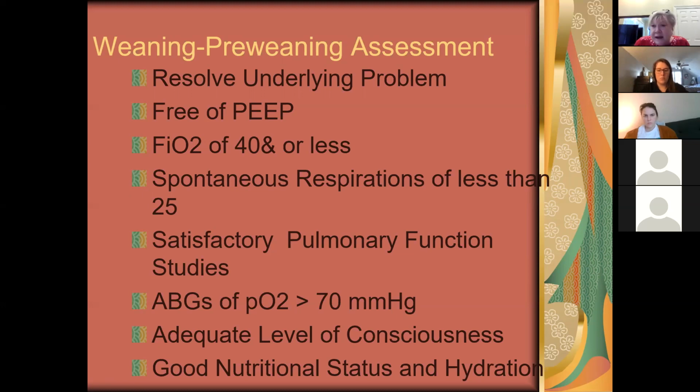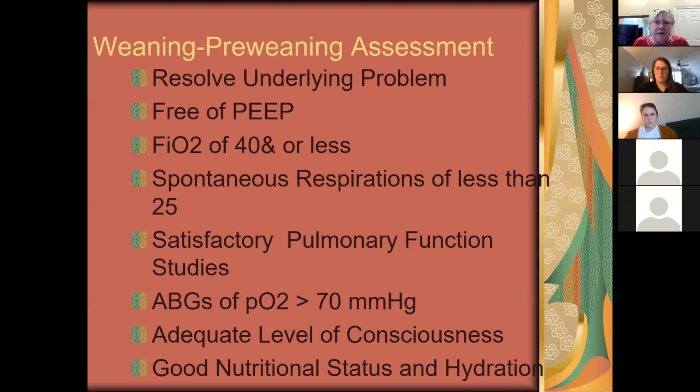They have to have spontaneous respirations, and they should not be extremely tachypneic. We'll allow them to be a little bit tachypneic, but not highly tachypneic. They say less than 25. Satisfactory pulmonary function studies. That means they're pulling enough negative pressure for good spontaneous respirations and a good PO2. Their PO2 has to be greater than 70. Now, normal is 80 to 100, but they've got to be between 70 and 80 at least.